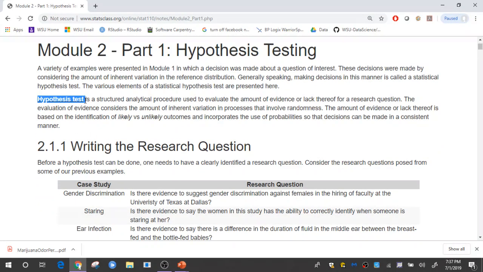A hypothesis test is a structured analytical procedure used to evaluate the amount of evidence, or lack thereof, for a research question. At the heart of a hypothesis test is the identification of likely versus unlikely outcomes. A hypothesis test also uses probabilities so that the decision being made can be done in a consistent manner.